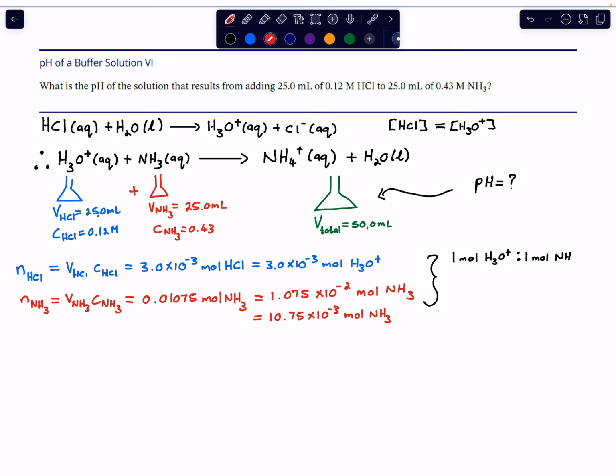Alright, so that means we have 10.75 mole of ammonia versus 3 mole of hydronium. If it is a 1-to-1 reaction, that means the ammonia is in excess and the hydrochloric acid is our limiting reagent. You can do the limiting reagent calculation in full if you want to test that. Highly advised, because you have to write it out, but you should be able to see that now. This is a very simple one. So therefore HCl is the limiting reactant.